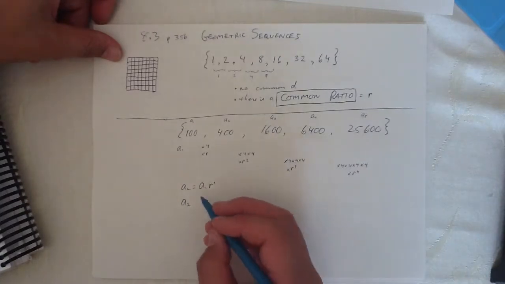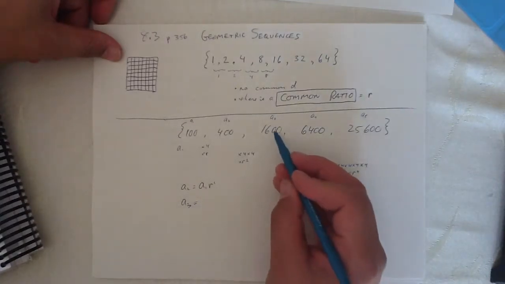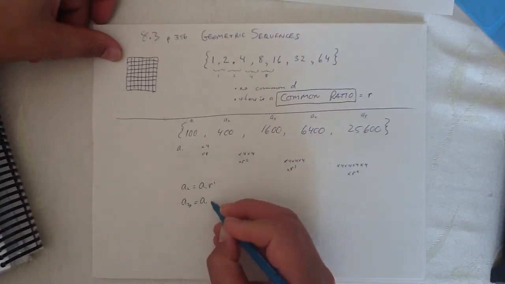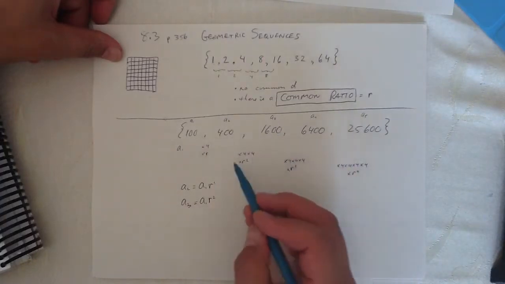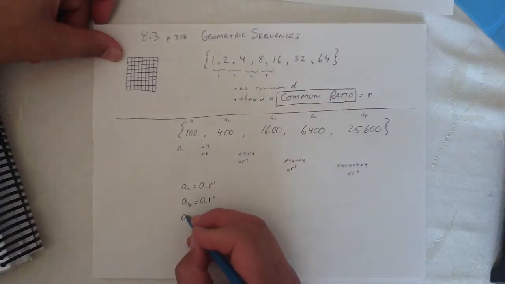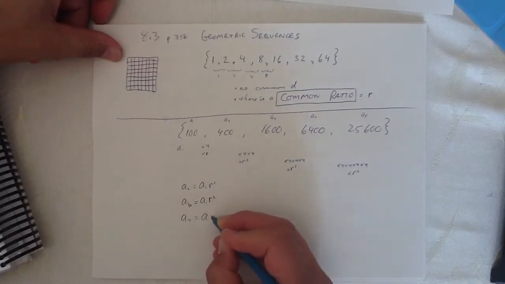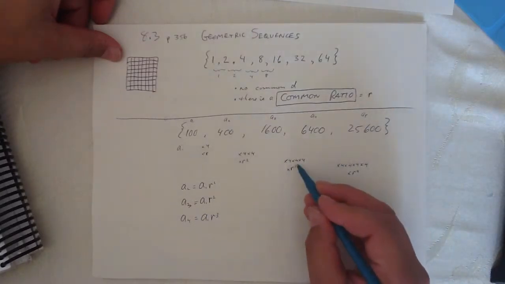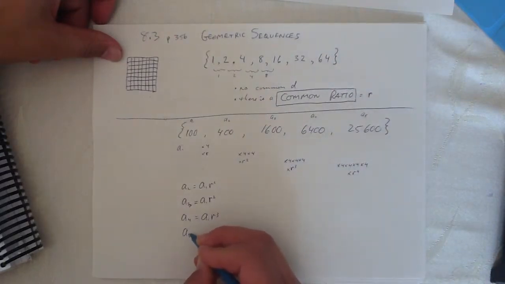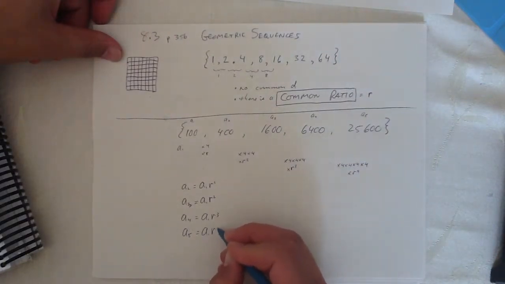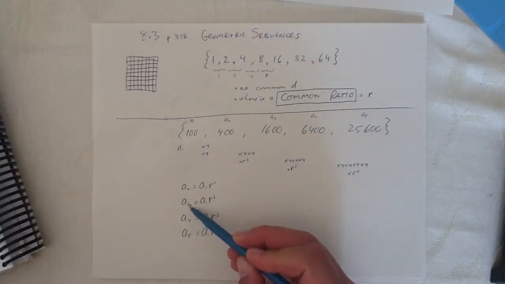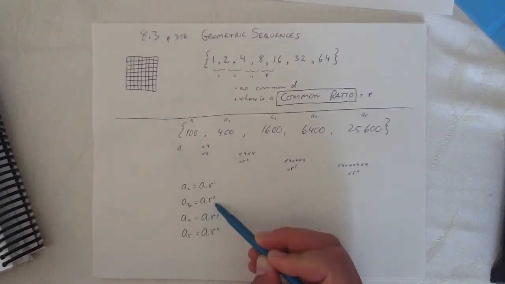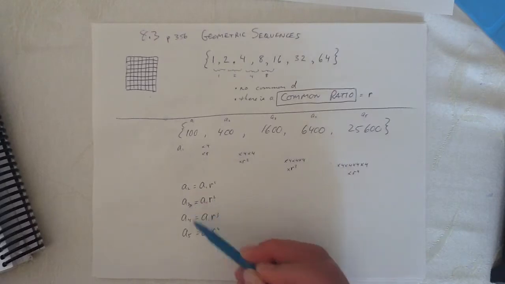A3, that's this one here, equals A1 times R squared. 4 times 4, 16. 16 times 100, 1600. A4 equals A1 times R cubed, 4 times 4 times 4. And A5 equals A1 times R to the fourth. So you can see in each of these cases, whatever the number of the term was, we can do this formula here. So we have A1 and we have R raised to a power that's 1 less than the term.